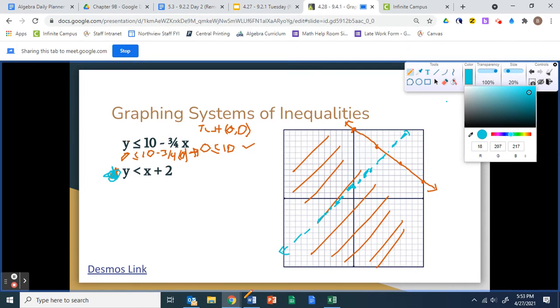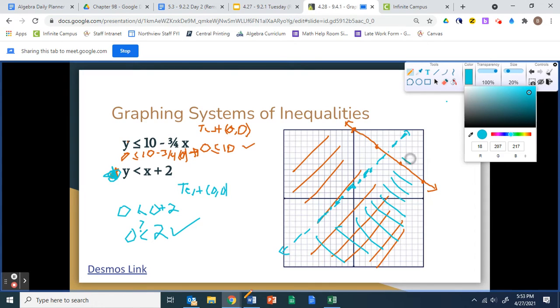Okay, so I have that. Now we're going to do the same thing and test a coordinate. Since the line doesn't go through 0, 0, I'm going to test 0, 0 again. Putting 0, 0 in there, I have 0 is less than 0 plus 2. 0 plus 2 is 2, so I have 0 is less than 2. Is that true? Yes, it is. So I'm going to shade the side that has 0, 0, and I'll draw perpendicular lines to my blue graph.